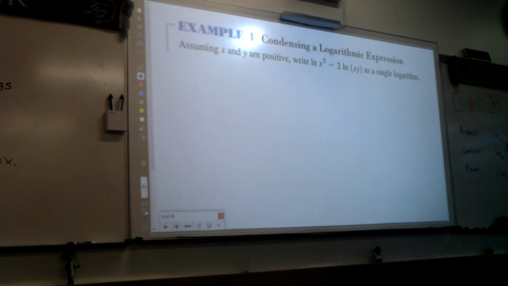Okay, so now we are going to look at an example here. So here's what we're starting out with. I've got ln of x to the 5th minus 2 ln of xy. And it says we want to write it as a single logarithm, which is fancy for 1 log. Now, I'm going to put a little side note here. When you are condensing, always use the power properties first.